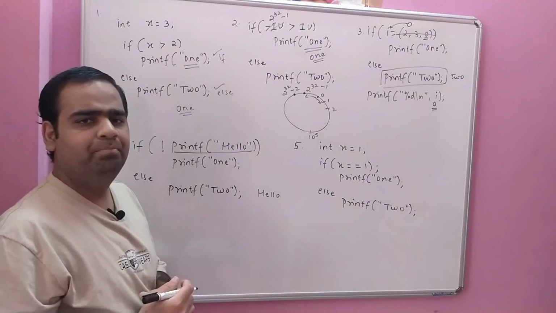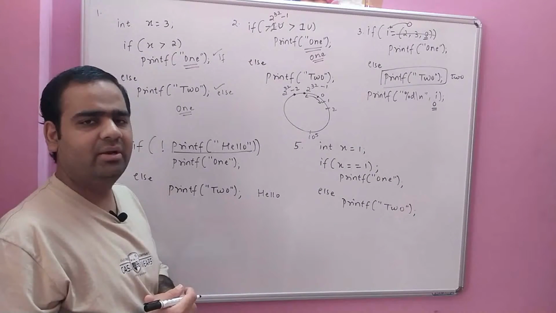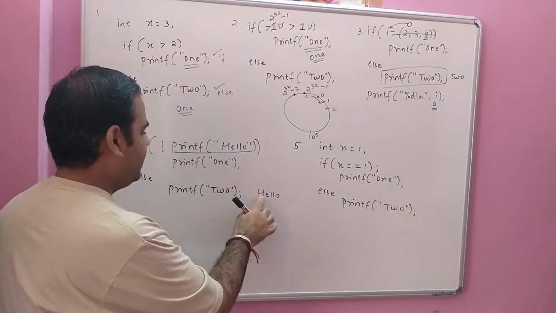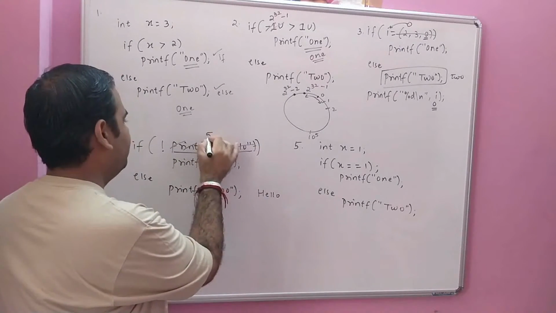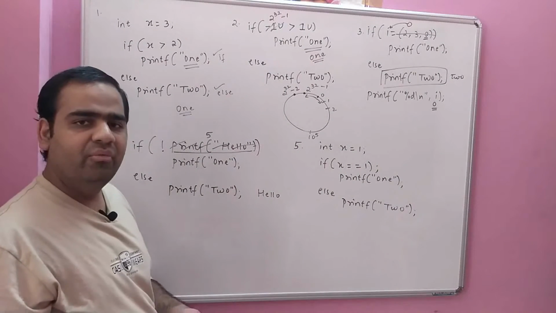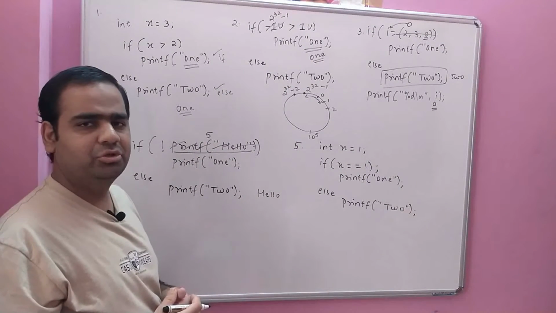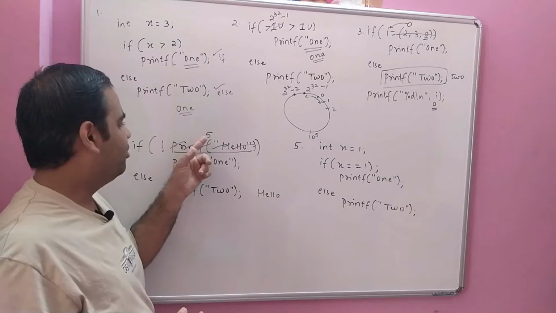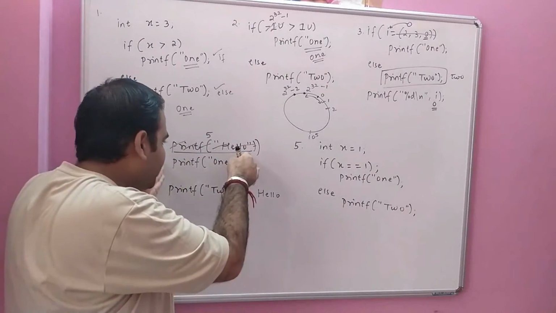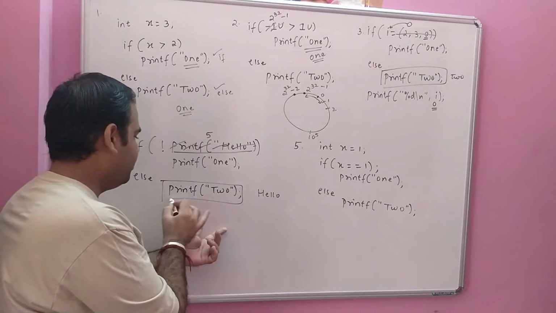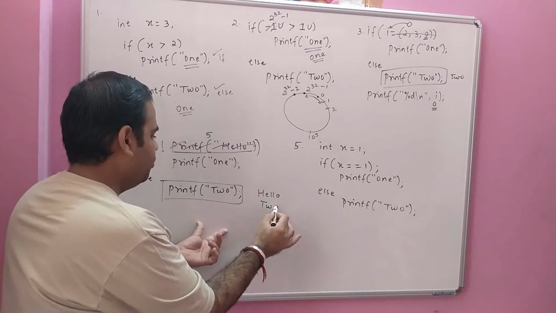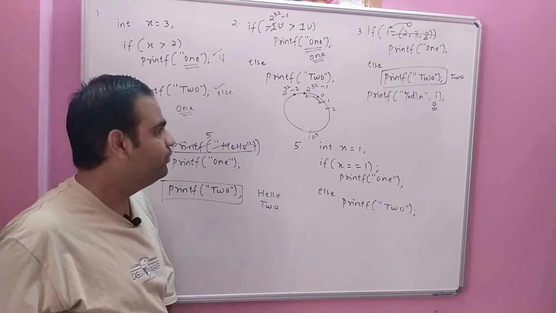And we know that printf returns the number of characters printed on the screen. How many characters are printed? 5 characters are printed. Therefore, it returns 5 as the answer. We know any non-zero value is true and not of true is false. Therefore, this if evaluates to false. Hence, the body of else gets executed and we see the output as hello and 2.